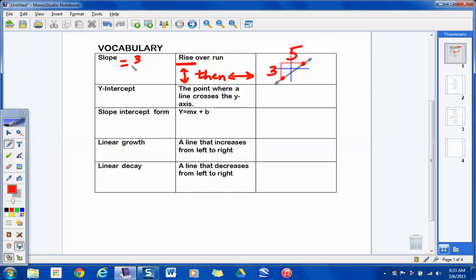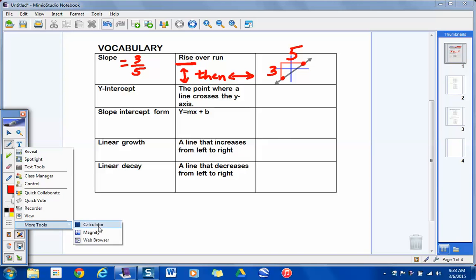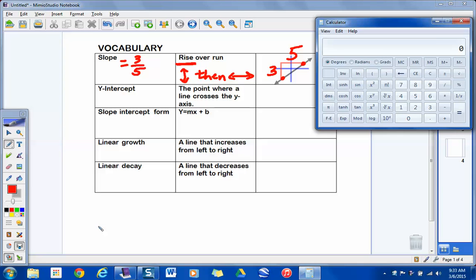Okay. So my slope right here would be a slope of 3 over 5. Some of you might choose to divide that out. And if that happens, if I go 3 divided by 5, what do I get as a decimal? 0.6.